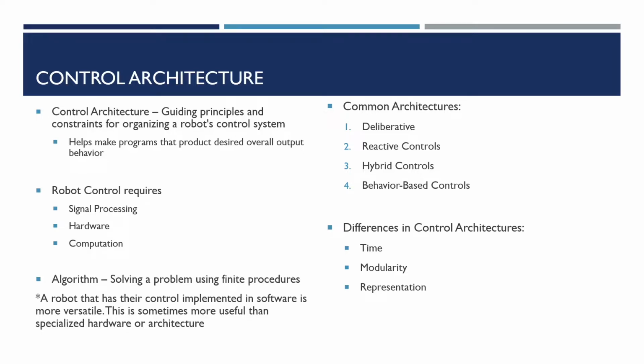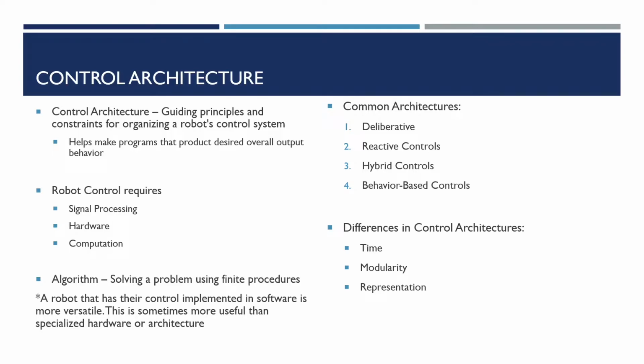We have some basic definitions of an algorithm: solving a problem using finite procedures, like mathematical functions, same principle. A robot that has its control implemented in software is more versatile. This is sometimes more useful than specialized hardware or architecture. This is true because if a change needs to be done quickly, it could be done in the software rather than changing the entire hardware, which would be very expensive and also very time consuming.